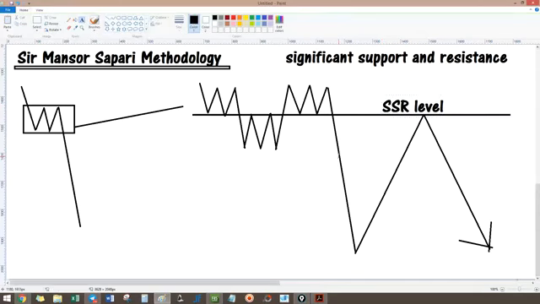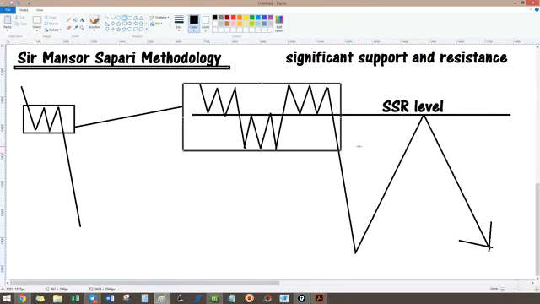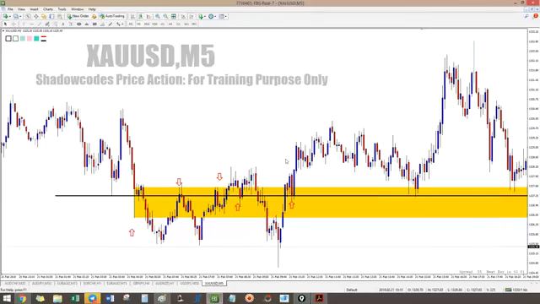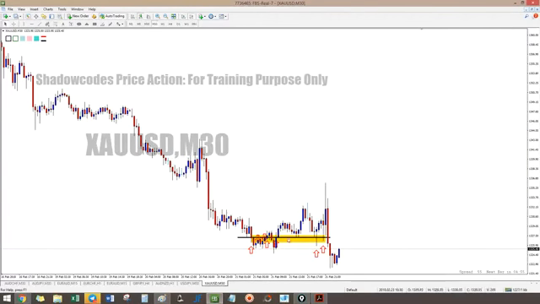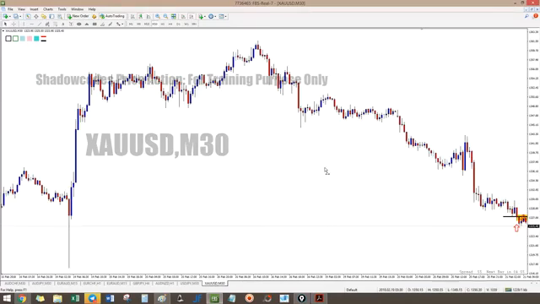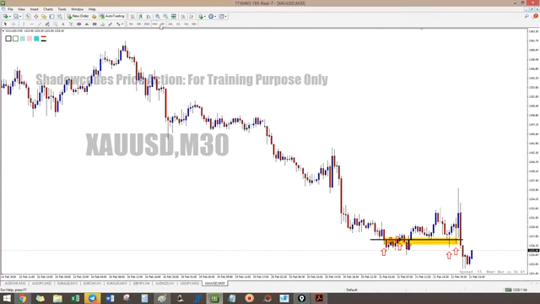All right, in a base, you will find SSR. Price will go back to the base and then drop. But what we got inside here is an SSR. So in my academy, in Shadow Codes Academy, we will call this a high liquidity zone, where we will be looking for a trade. All right. So let's see another one.